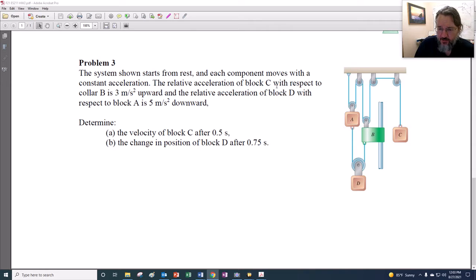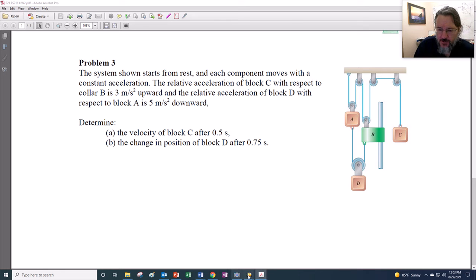The relative acceleration of block C with respect to B is 3 meters per second squared upwards. And the relative acceleration of D with respect to block A is 5 meters per second squared downwards. We want to find the velocity of C after 0.5 seconds and the change in position of D after 0.75 seconds. So that's what we're working with, and it's a little confusing to start with, right?